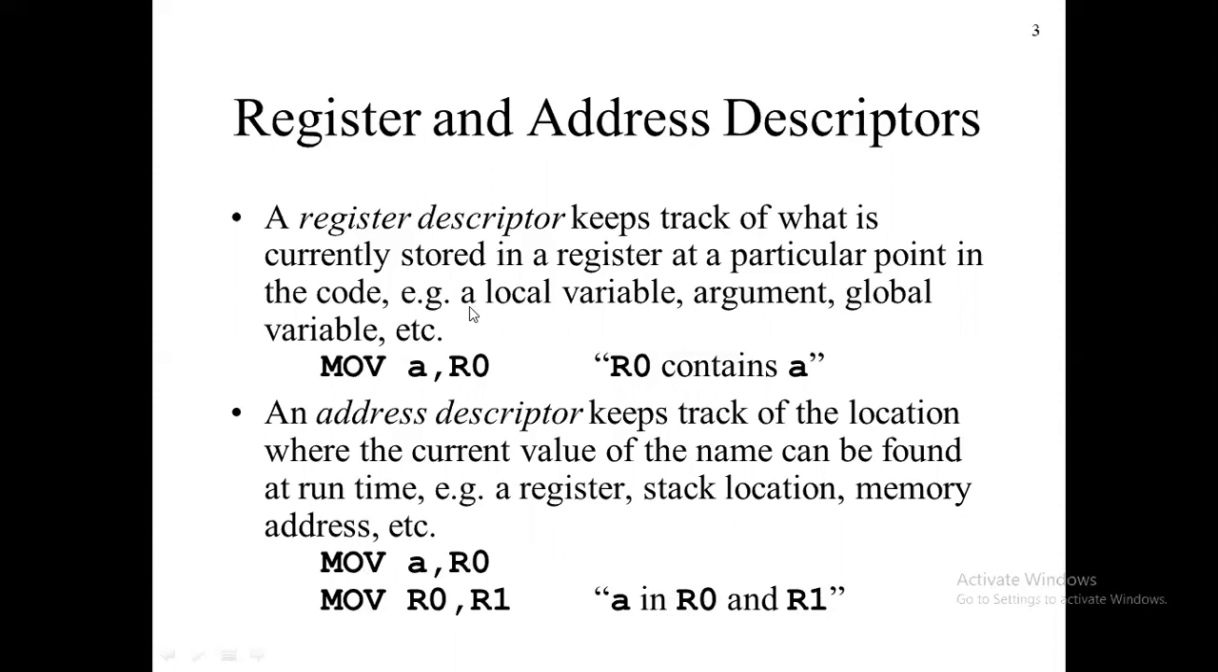So the register descriptor stores the value in a register. The address descriptor tracks the location where the current value of the name can be found at runtime. Suppose a particular variable is stored in more than one location, you have to find out the optimal location by using the address descriptor. Here a is stored in two locations, r0 and r1. If you want the location of a, you can access it from r0 or r1, not both. That should be updated by your address descriptor.